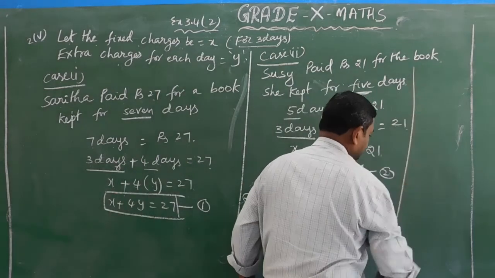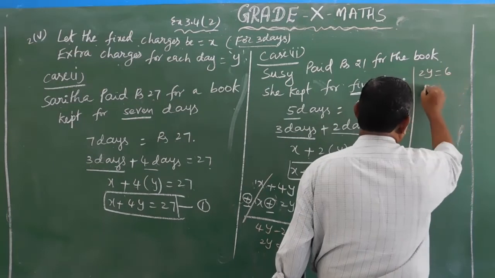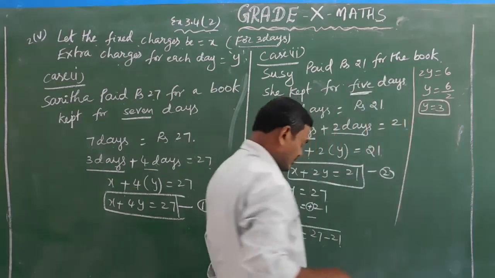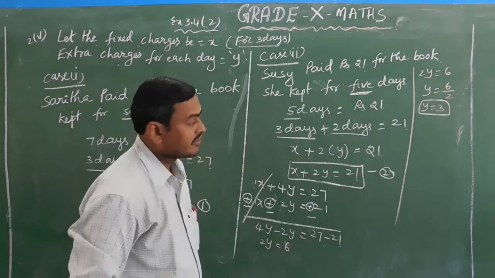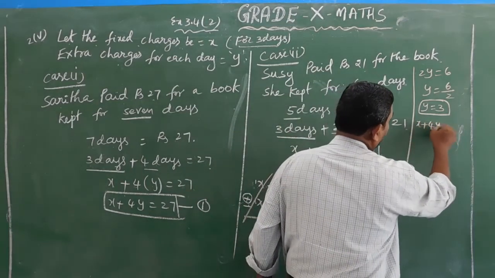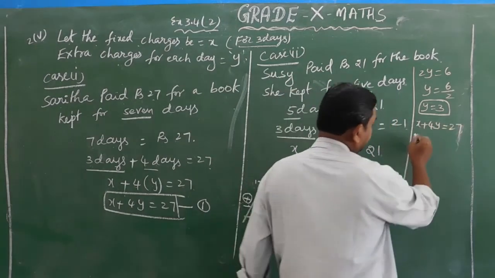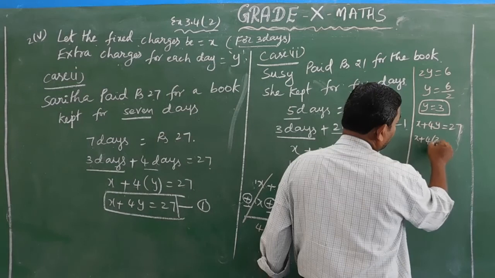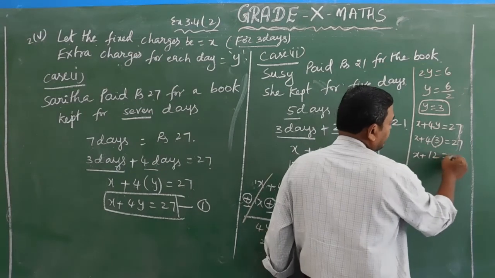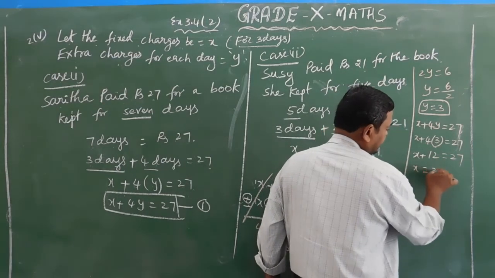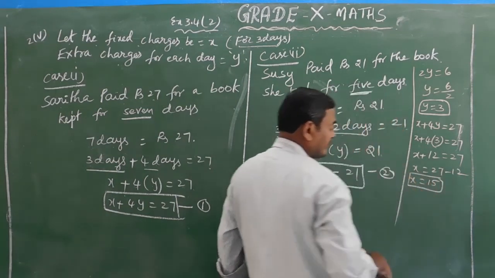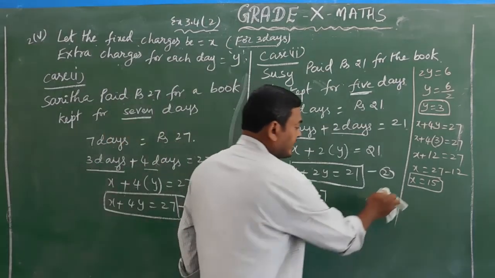Then 2y equals 6, y equals 6 by 2, y equals 3. Now this value can be substituted in any equation. So we can substitute in x plus 4y equals 27. Now x plus 4 into 3 equals 27. x plus 4 threes are 12, that equals 27. x equals 27 minus 12. x equals 15. Then what are they asking finally?